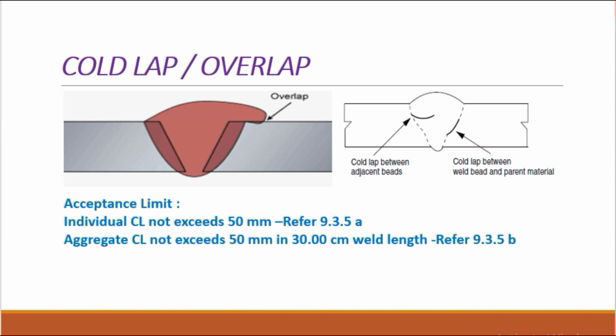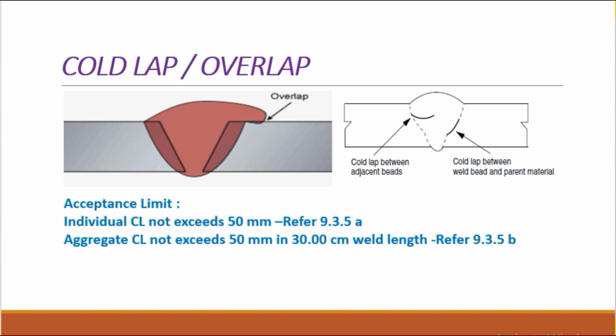If you see overlap between adjacent beads, it means the first bead is completed and then the second bead is made, and between the beads an overlap can occur. The same overlap can occur between the weld bead and the parent metal. In the final pass, it can happen that overlap occurs there. If the technique is not good, or if the welder is not qualified, then it will happen.